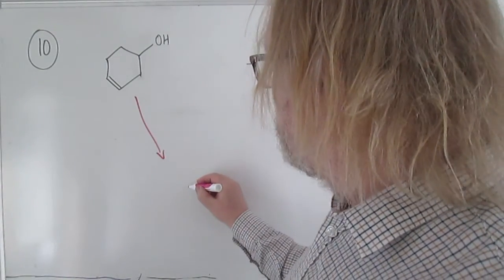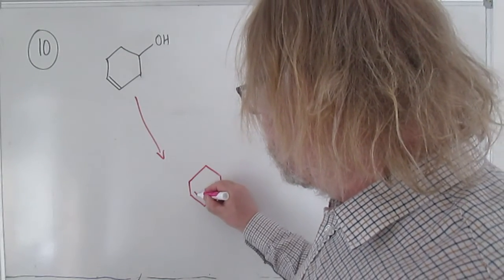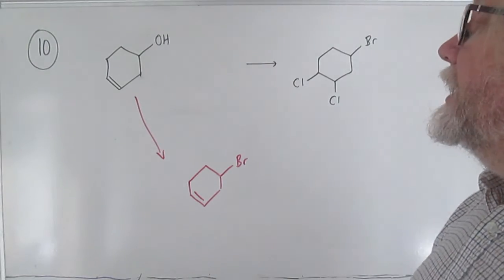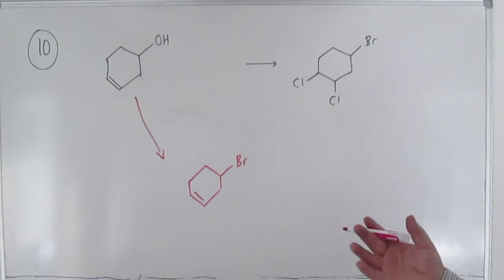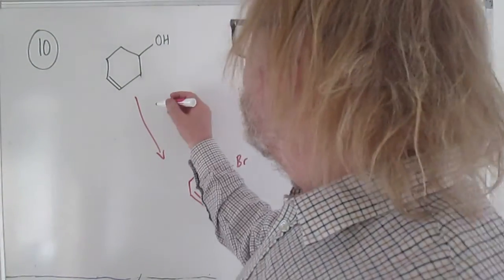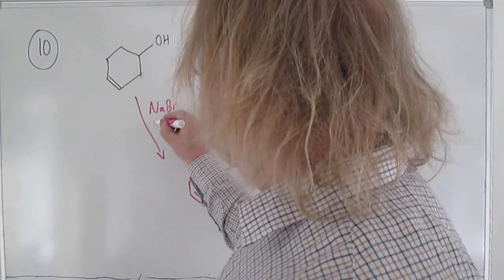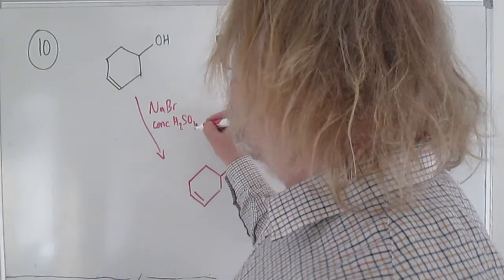So what we're going to want to do is leave the alkene group as it is for the moment and put the bromine there. And that's very similar to the reaction in question 9. It's just a substitution of the OH in an alcohol with a halogen, and for that you need sodium bromide in this case and concentrated sulfuric acid. Okay, so that's the first step.